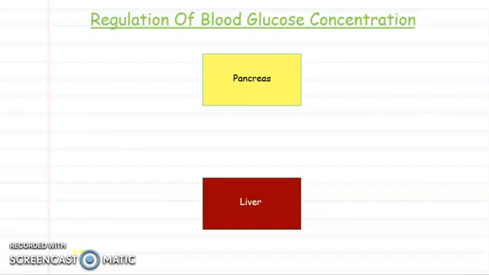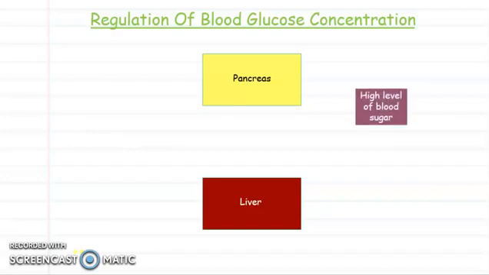The pancreas is the organ responsible for making the hormones that help regulate blood glucose concentration. The pancreas makes two hormones, insulin, which lowers blood glucose, and another hormone called glucagon, which raises blood glucose. The other organ involved in blood glucose regulation is the liver, which can store glucose in the form of a complex carbohydrate called glycogen.